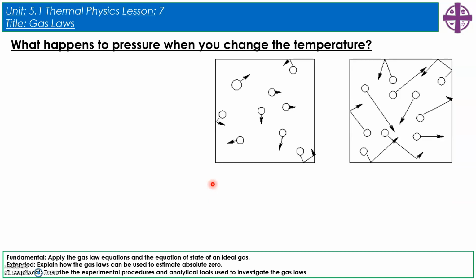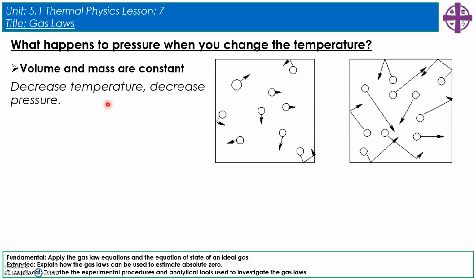So in that experiment, we saw that as you heat up the gas, as you increase the temperature, particles move around more quickly, and you increase the pressure. That is sort of expected. And what we did is we kept volume and mass constant in that case. And we saw that decreasing the temperature would decrease the pressure, or increasing the temperature would increase the pressure. So pressure and temperature are directly proportional to each other.